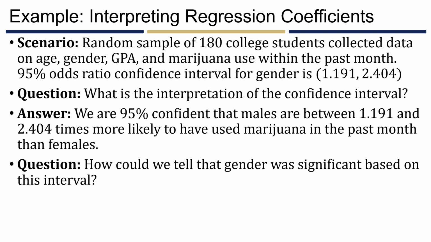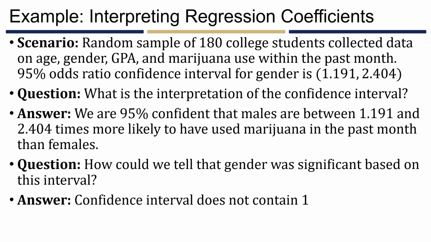Now we can also use this confidence interval for the odds ratio to determine that gender is significant. Just like in a confidence interval for the regression parameter, where we look for 0 in the interval, for an odds ratio confidence interval, we actually look for 1. Because this confidence interval for the odds ratio does not contain 1, that's an indication that the predictor, gender, was significant.